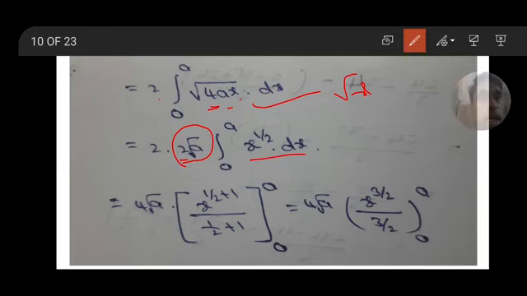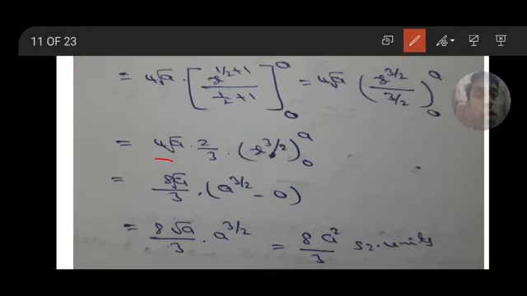So integration of x to the power of 1 by 2 is x to the power of 1 by 2 plus 1, over 1 by 2 plus 1. 2 into 2, 4 root a outside, x to the power of 3 by 2 over 3 by 2, 0 to a. This 3 by 2 outside becomes the reciprocal, 2 by 3. So 4 into root a and 2 by 3 into x to the power of 3 by 2, 0 to a. So 4 into 2, 8 into root a by 3.